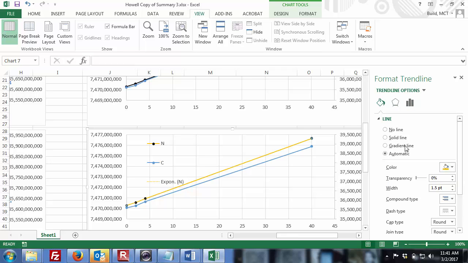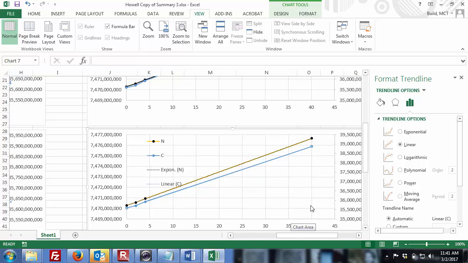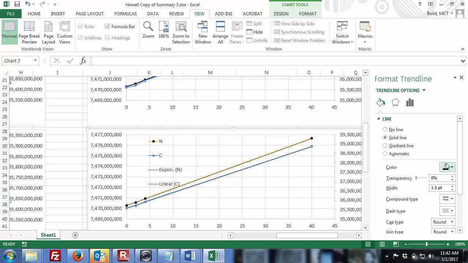Color, solid line. Black's a little better. Okay. And you know, it doesn't look like a curve. It looks like a line. In the same way that for a very long time, the Earth looked flat because we couldn't get far enough away from it to see that it was curved. That's the only reason. And this guy, we'll put a trend line in too. And let's make it a different color too, so it's solid line black.